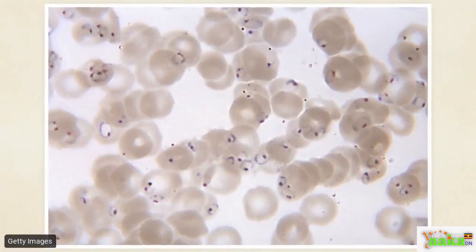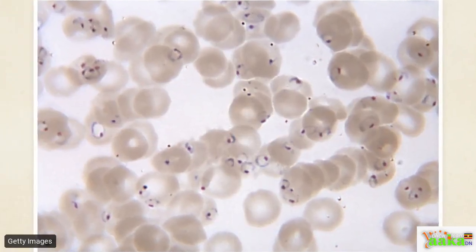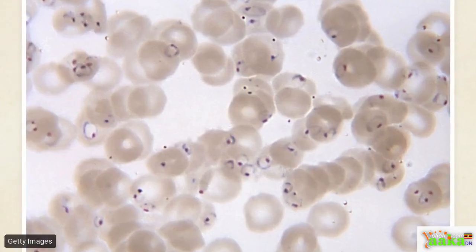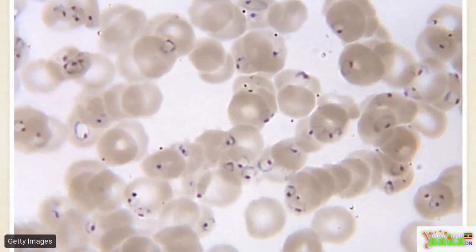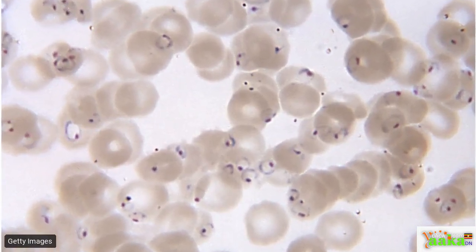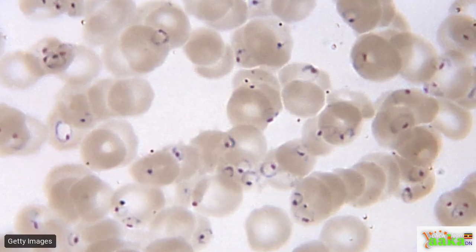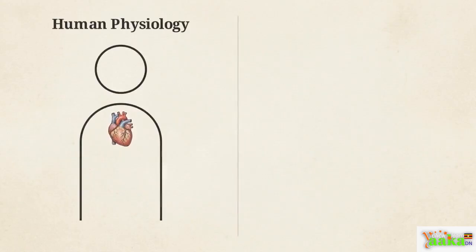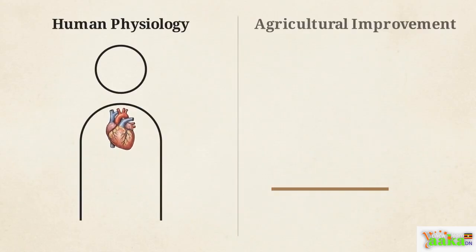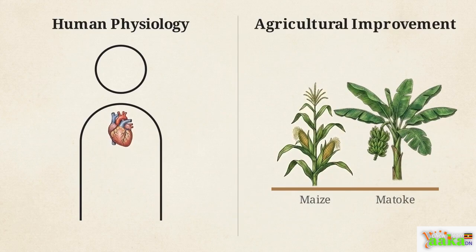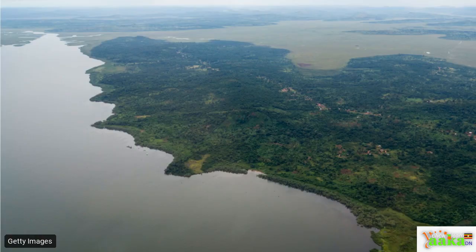Other branches look at life on a microscopic level. This view of red blood cells shows the parasites that cause malaria. By studying these organisms, scientists can develop effective treatments. We study biology to understand how our bodies work, how to grow better crops like maize and matoke, and how to protect local ecosystems like these wetlands around Lake Victoria.